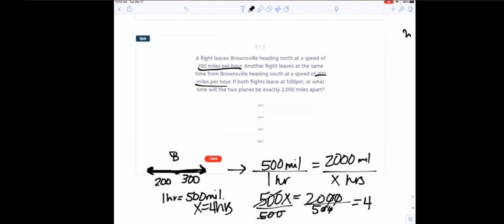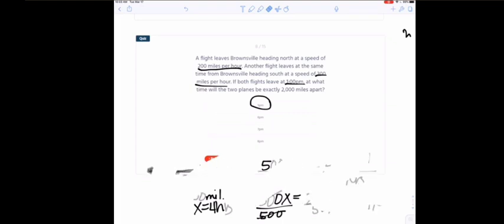Now, is it asking me how many hours it takes? No, it's asking me at what time. Well, the start time for both of them was 1 p.m. So 1 p.m. plus 4 hours is 5 p.m. Okay? If that one was weird, feel free to go back and take a look at it. You might even want to try it again on your own and see if you can figure it out. When you're ready, I'm going to move on to number 9.